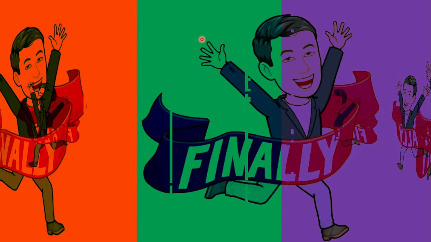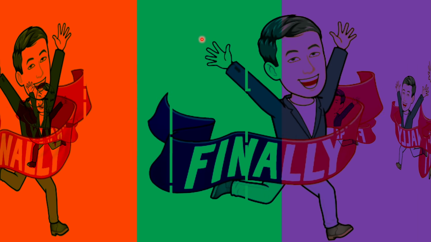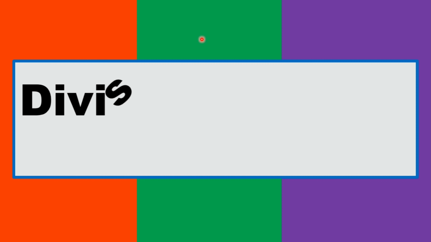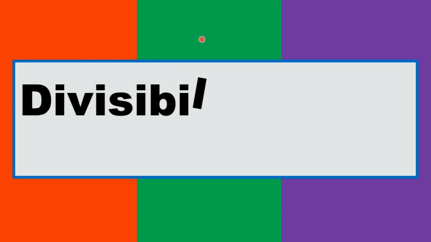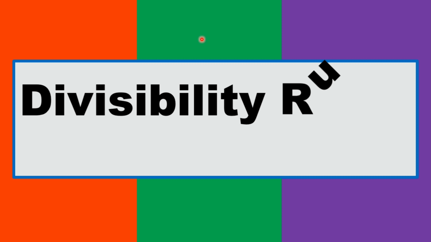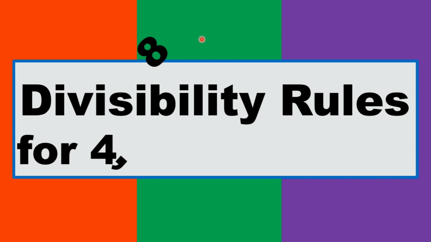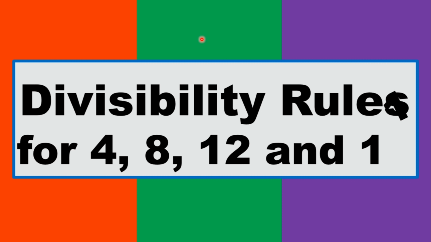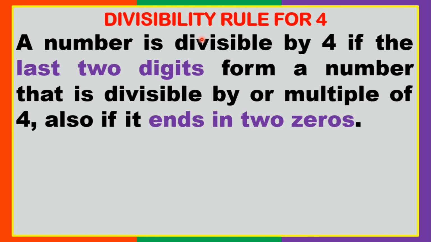This is the continuation of our topic all about divisibility rules, and the lesson continues on. Divisibility rules for 4, 8, 12, and 11. Let's start with the first rule. Divisibility rule for number 4.